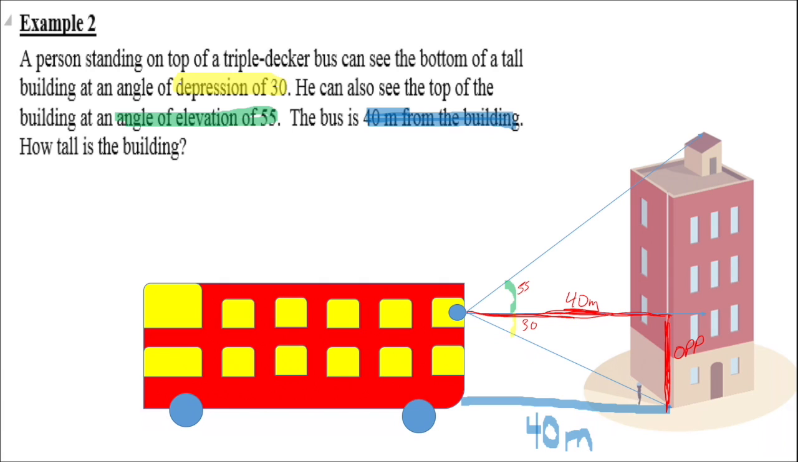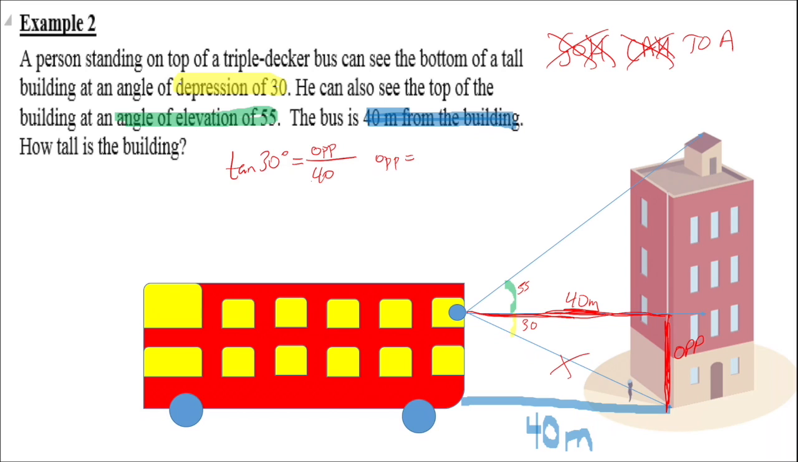So how am I going to solve that? Let's write it down: SOH CAH TOA. What do I not have and not need? I don't have the hypotenuse, so I don't need that ratio. So I'm going to use tan of 30 degrees equals opposite over adjacent, 40. So my opposite is going to equal, multiplying both sides by 40, 40 tan of 30 degrees.